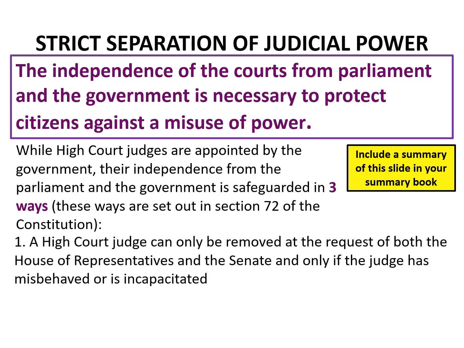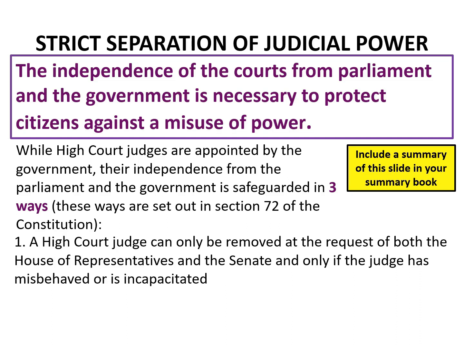First, a High Court judge can only be removed, that is, sacked, from their position on the High Court if both the House of Representatives and the Senate vote to remove that judge from their position on the High Court, and if the judge has either misbehaved or is incapacitated. That is, something's happened to the judge which means that the judge can no longer properly perform their role as a High Court judge. So, neither Parliament nor the government can simply sack a High Court judge because they disagree with that judge's decisions.